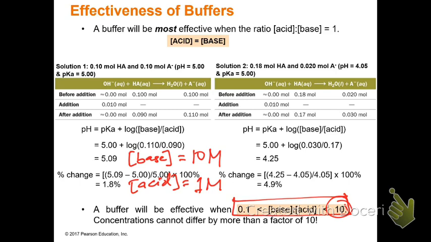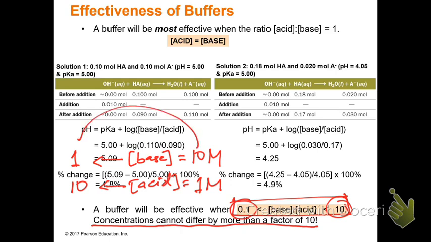All right, and let's say it was reversed. Let's say now the concentration of the base was 1. Concentration of the acid is 10. 1 divided by 10 would give you the lower limit here, which is 0.1. Okay, so a buffer will be effective as long as the concentrations do not differ by more than a factor of 10. Right, so right here, the difference here is basically no more than a factor of 10.